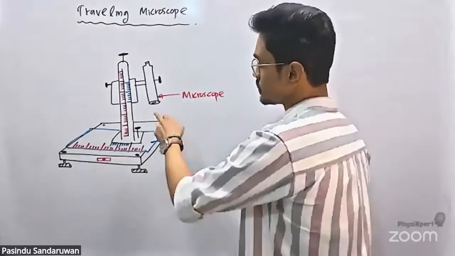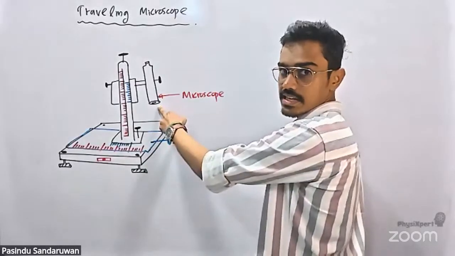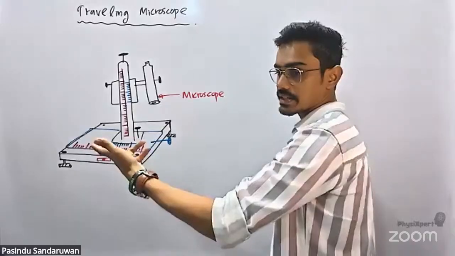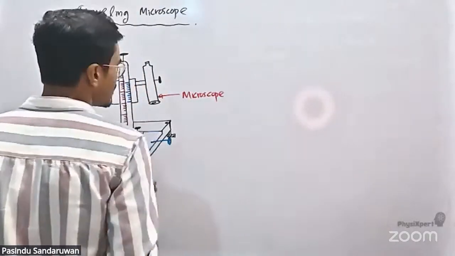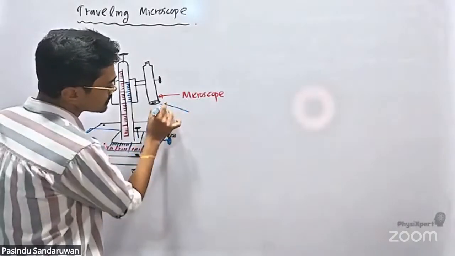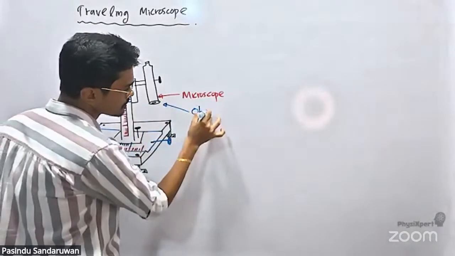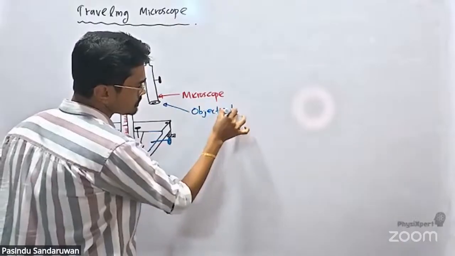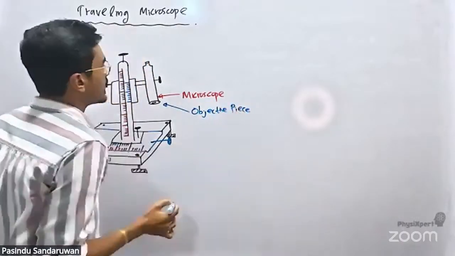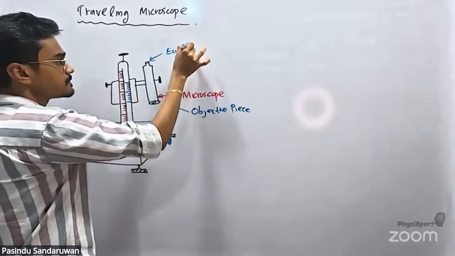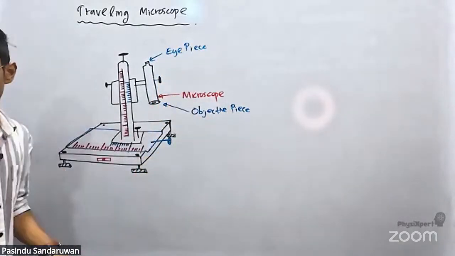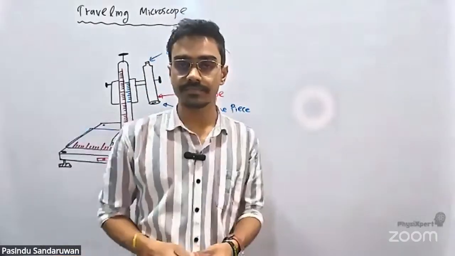Here, this lens is to keep the object. We will keep the object in front of this. So this is called the objective piece. And this is to keep the eye. That is called the eyepiece.